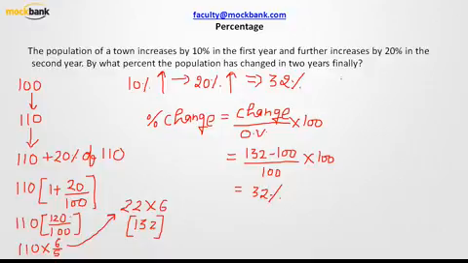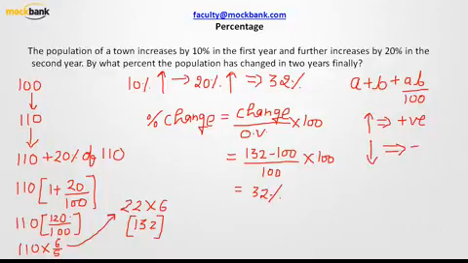Now I have always been telling that there is a formula called the AB formula. If you understand what the AB formula is, you can very easily solve this question. The AB formula is used for two successive changes. This is nothing but A plus B plus AB upon 100. What you have to keep in mind is, whenever you are talking about an increment, it has to be written as a positive value, and whenever you are talking about a decrement, it has to be written as a negative value.